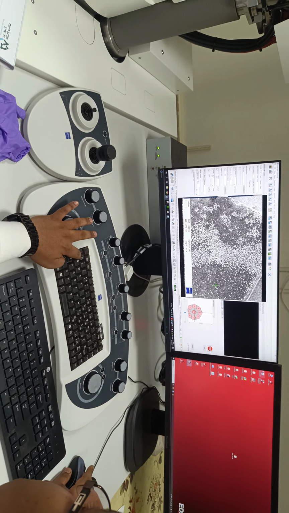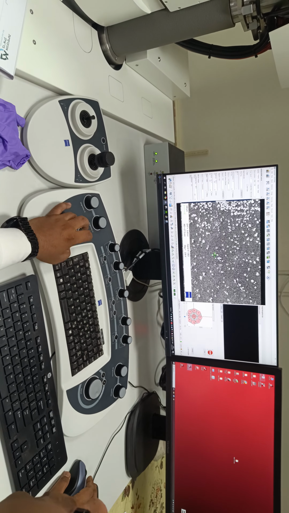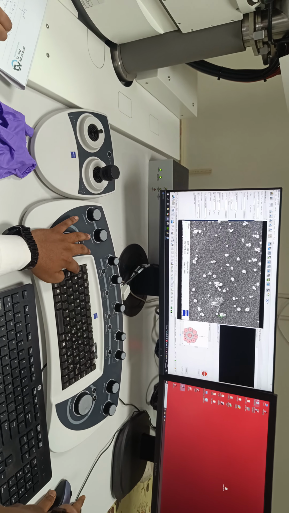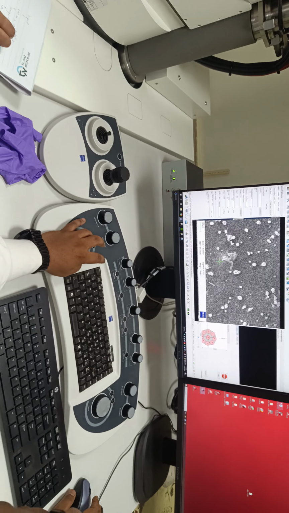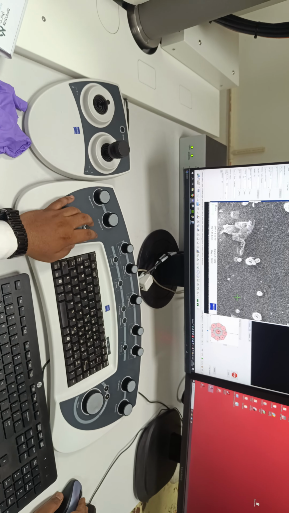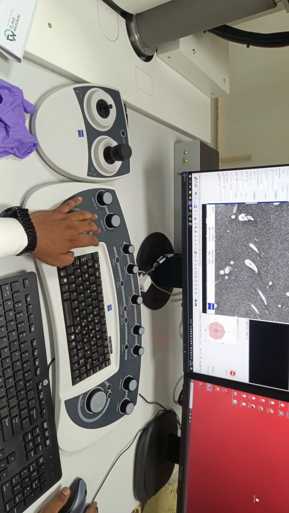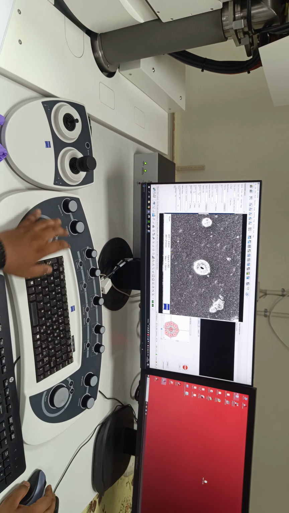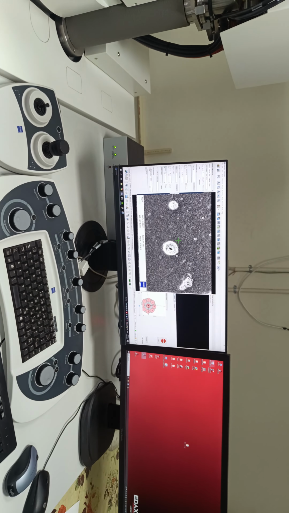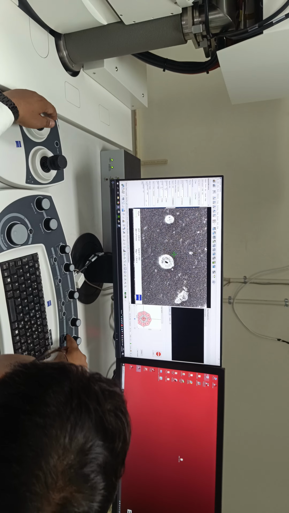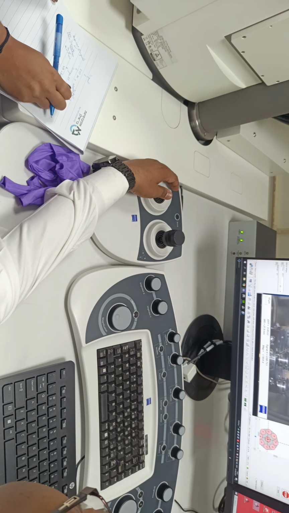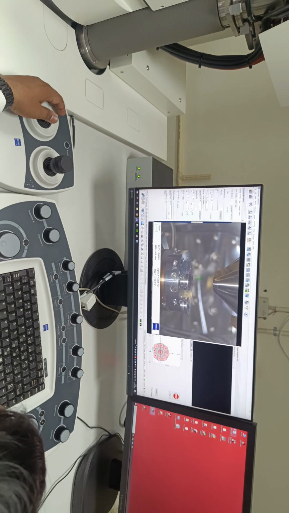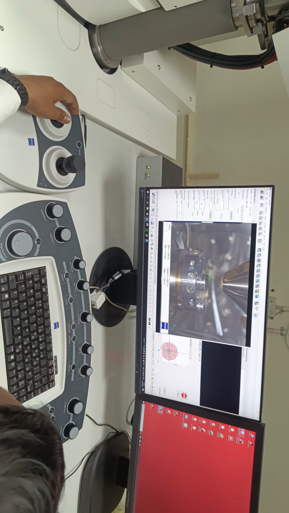I am trying to get some region where the distribution is more or less good. You can see a few particles there, and more or less they are distributed evenly. Now the working distance is too large, so I am trying to reduce the working distance by using the joystick.